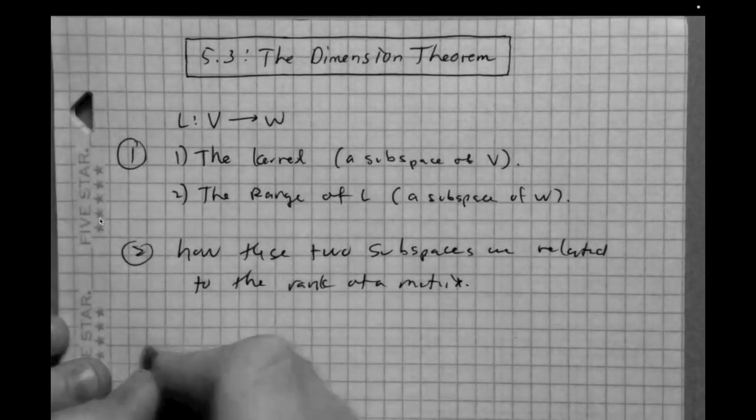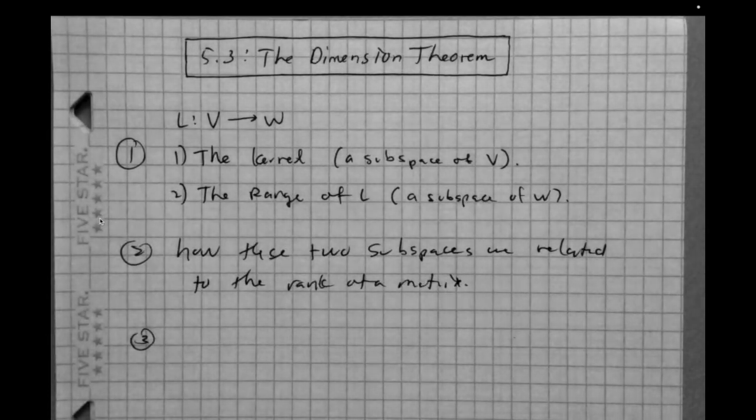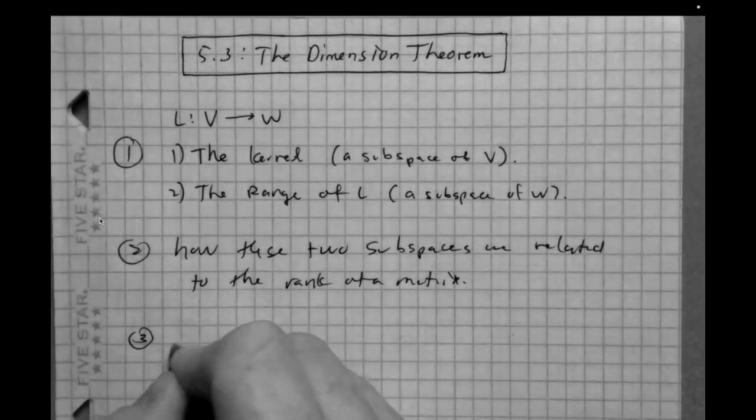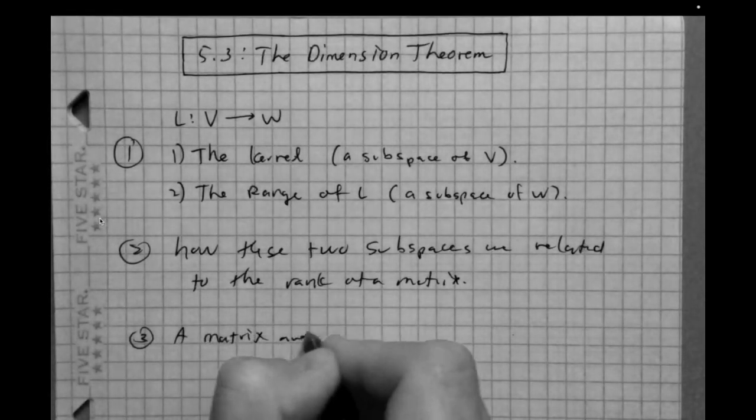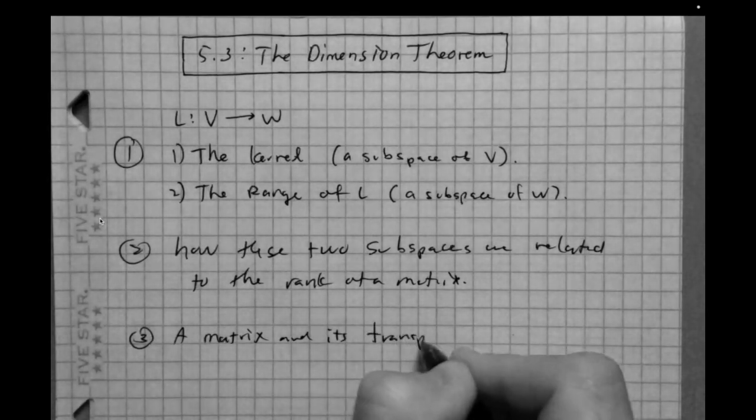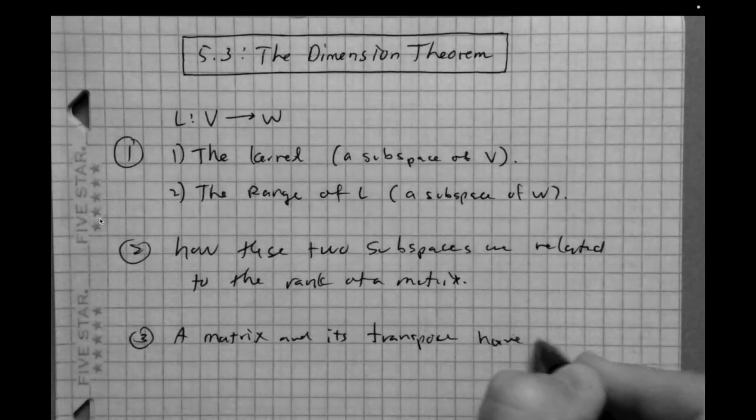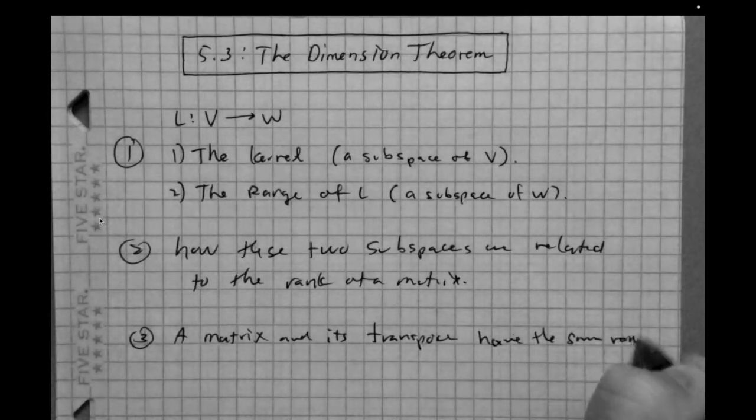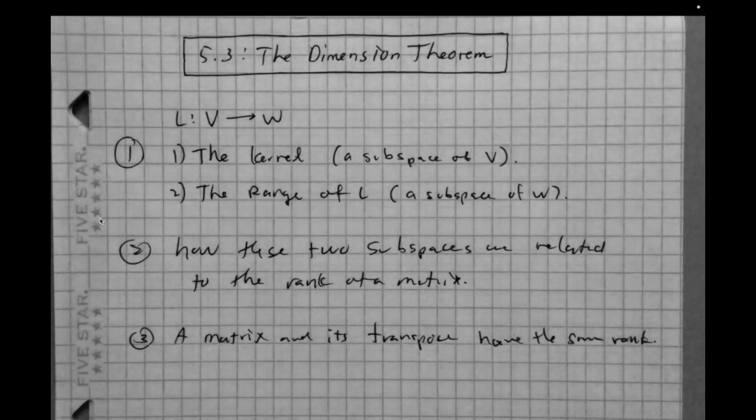And then after we've done all that, a kind of profound but relatively easy to prove result, given the machinery we're going to introduce here: a matrix and its transpose have the same rank. So we'll get into that as well. That's the plan, and what all of these things have in common is the dimension theorem. Let's get started by discussing what we mean by the kernel.